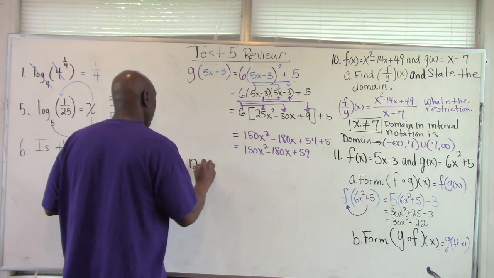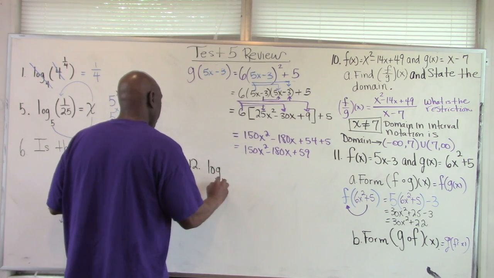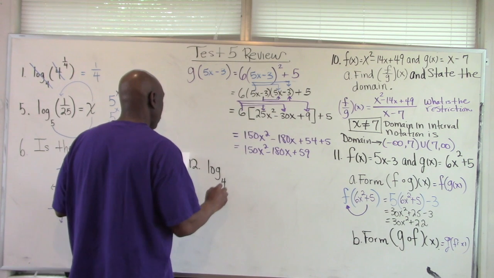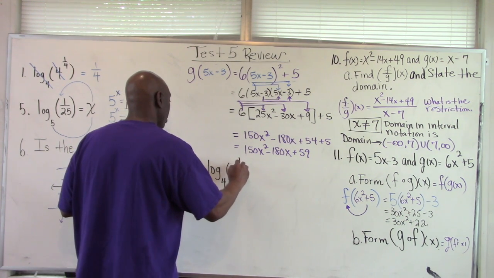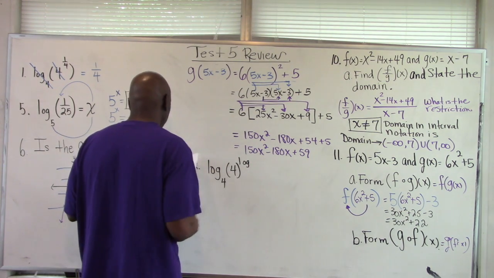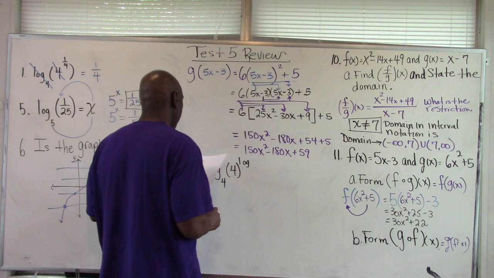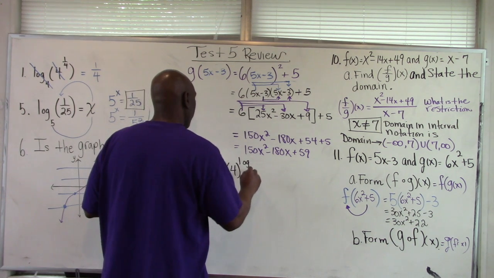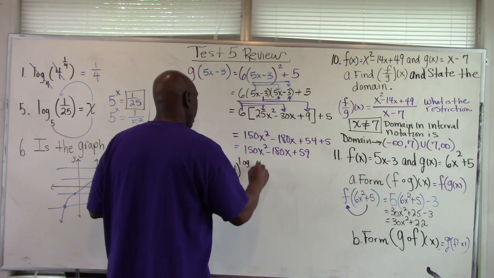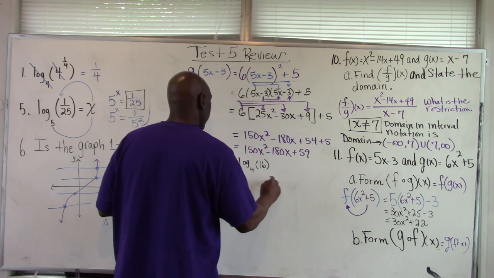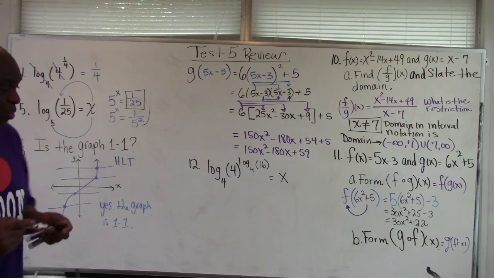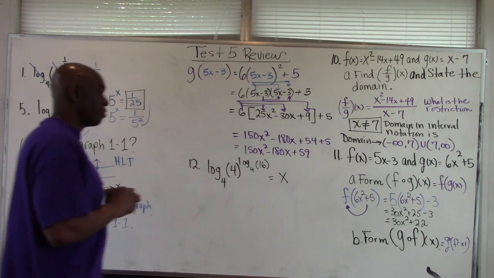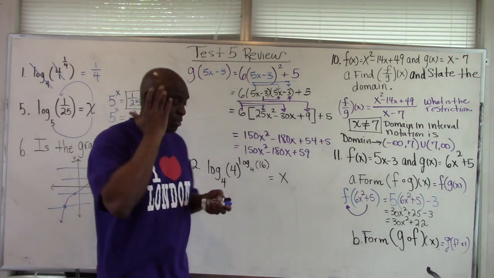What do we have? Log base 4 of 4 to the log base 4 of 16, and all this equals x. Log base 4 of 4 to the log base 4 of 16.